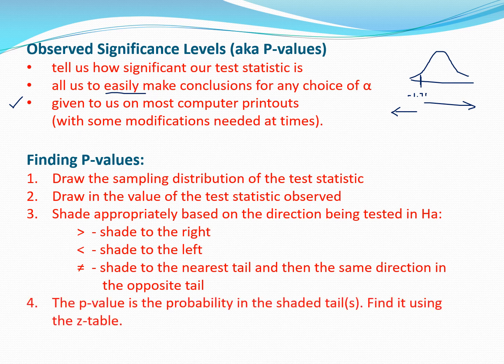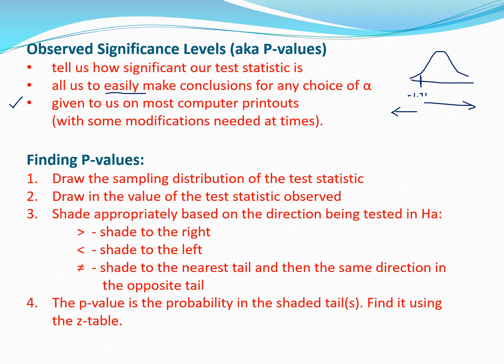The p-value is the probability in the shaded tails. Find it using the z-table. So there's the 4 steps. You draw a distribution, you put in your value of the test statistic, you shade the direction that you're looking, and that's based on the direction that you're testing in the alternative. It all goes back to what are you looking at in the alternative? Which direction? Are you looking less than? Greater than? Not equal to? Are you looking left? Right? Both tails? And the p-value is the probability in the shaded tails.